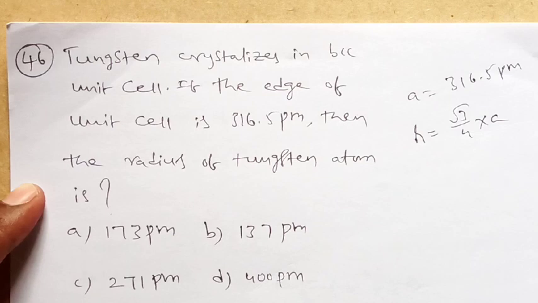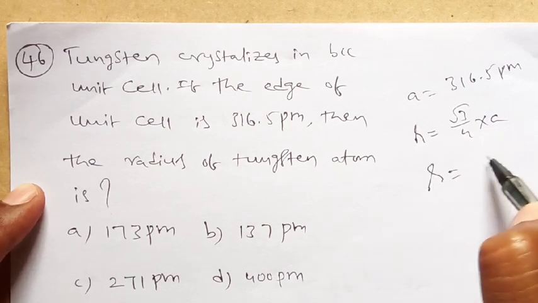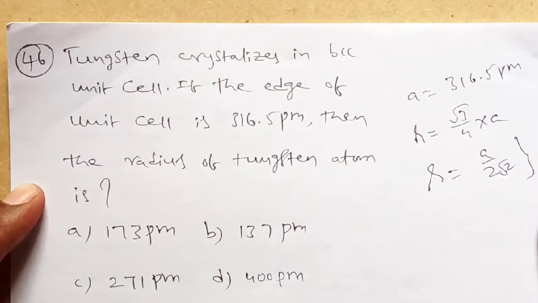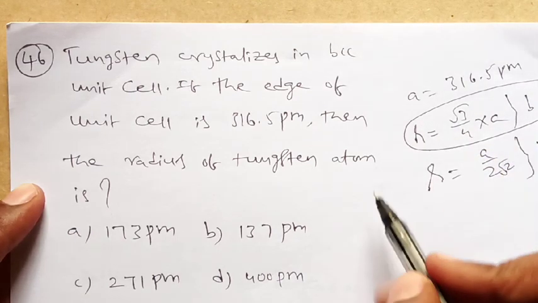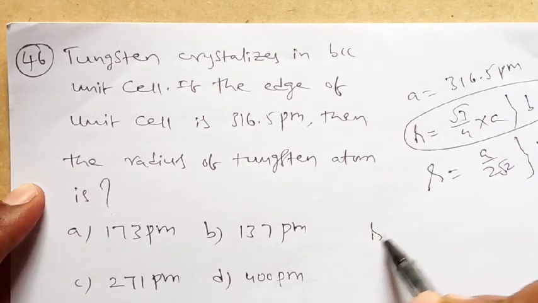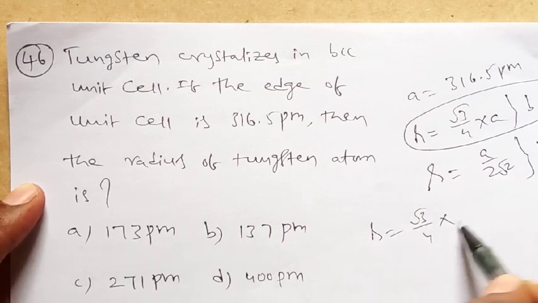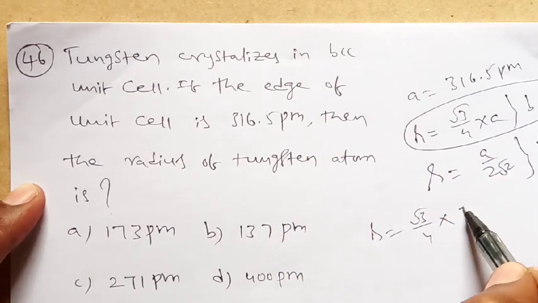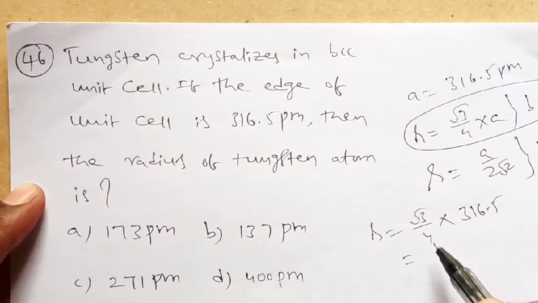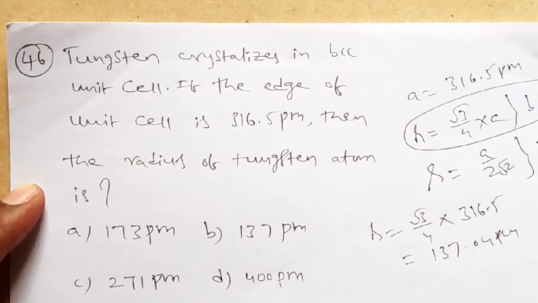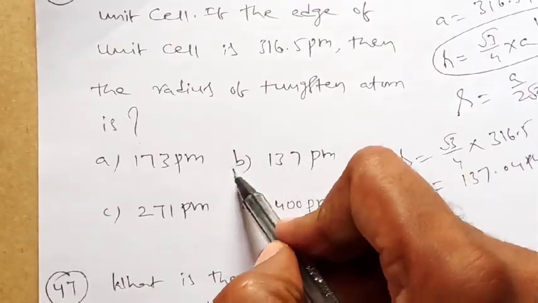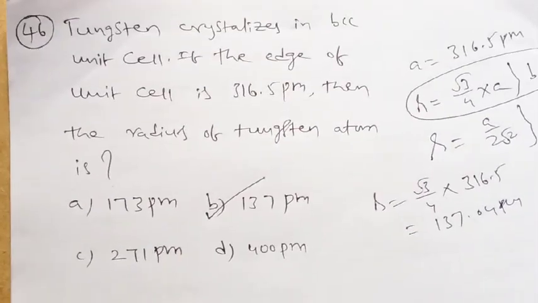Suppose it is FCC, then r equals a by 2 root 2. Is it clear? So r equals a by 2 root 2 is in FCC, and this is in BCC. Now what formula are we supposed to use? This formula. Direct substitution, very simple. So r equals root 3 by 4 into a, the value already given, 316.5. If you simplify this value, you will get nearly 137.04 picometers. Just do the simplification. So what is our answer? 137. Is it clear? Okay.